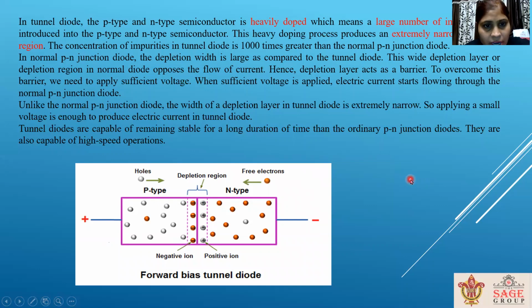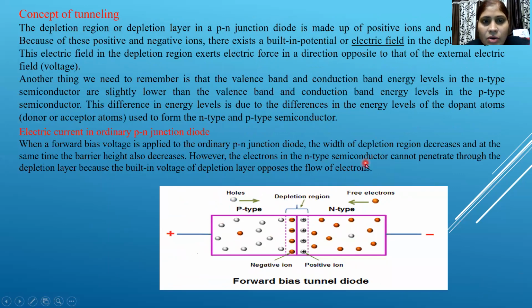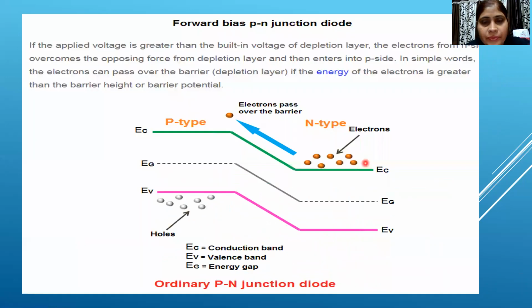Now, unlike the p-n junction diode, the width of the depletion layer in the tunnel diode is extremely narrow as compared to the p-n junction diode. So by applying a very small voltage, the current will start flowing in the tunnel diode. Now, the concept of tunneling.